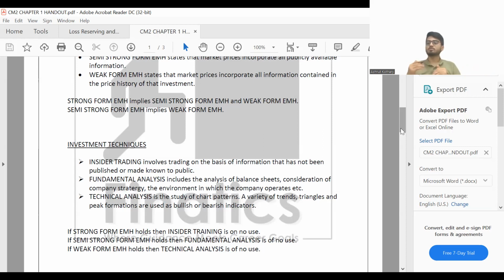So the moment you pass on certain information which anyone uses to make, let's say, certain profits, that is something which is not allowed in most of the markets. Even in Indian markets, insider trading is banned.